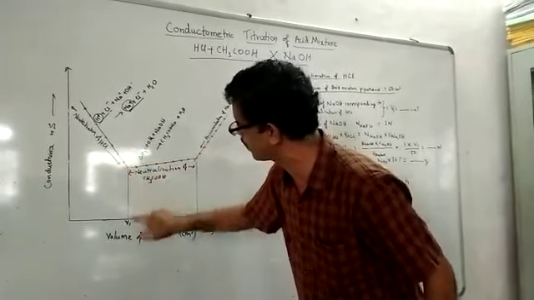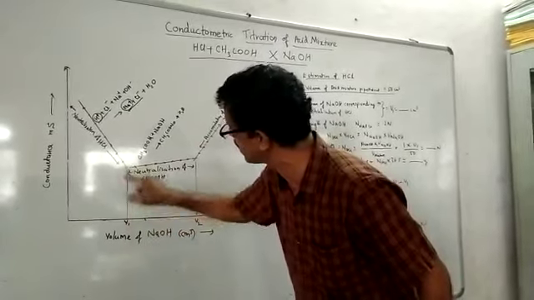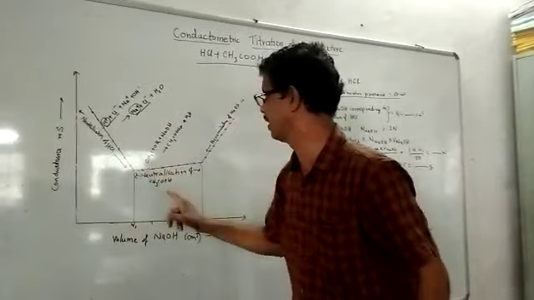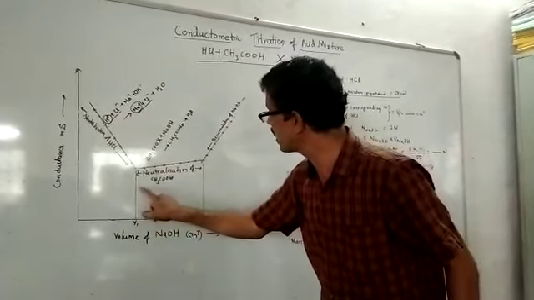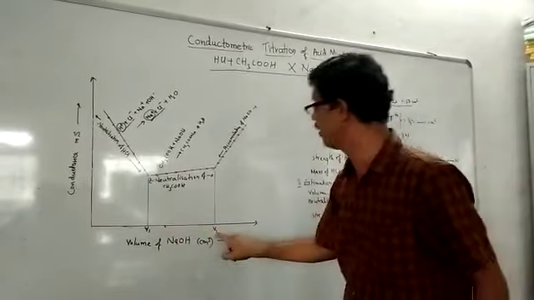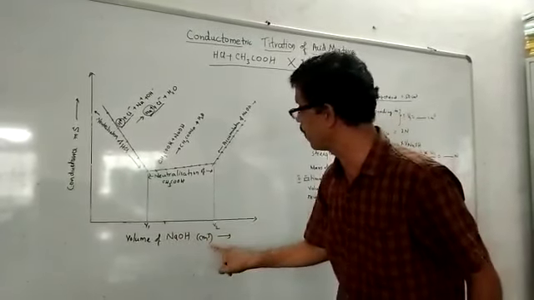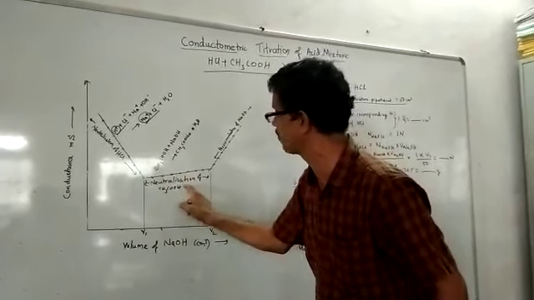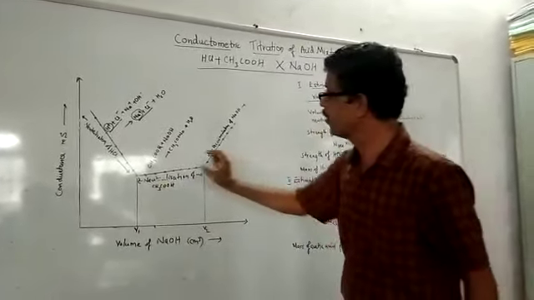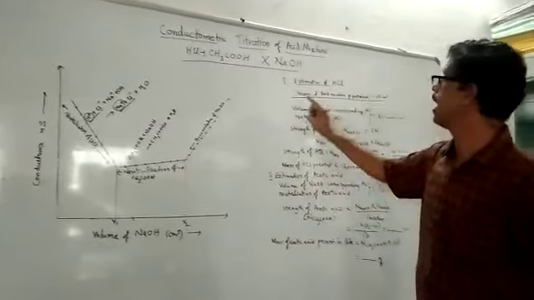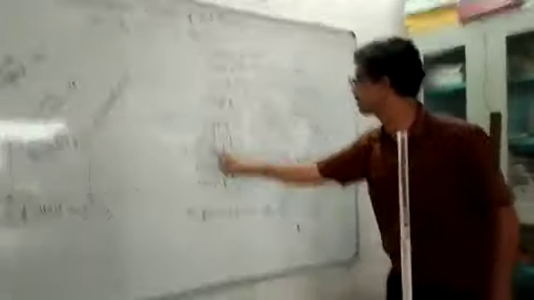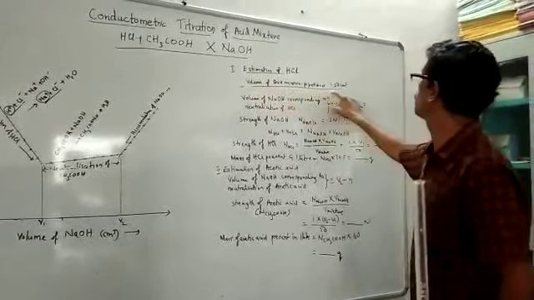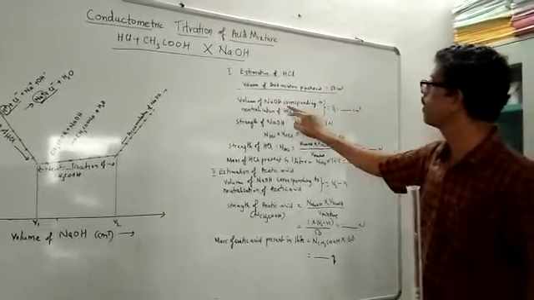So this point of intersection gives the neutralization point of HCl, and V1 corresponds to the volume of NaOH corresponding to neutralization of HCl. Then from here neutralization of acetic acid starts. So V1 to V2 corresponds to the volume of NaOH for neutralization of acetic acid. So V2 minus V1 will be the volume of NaOH corresponding to acetic acid. So you get two neutralization points and you can calculate the mass of HCl as well as the mass of acetic acid from these neutralization points.